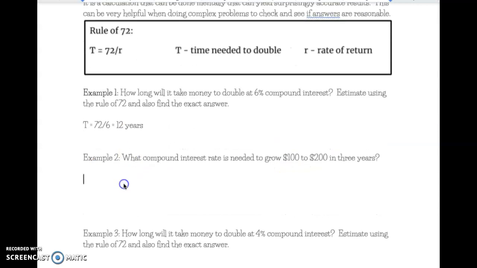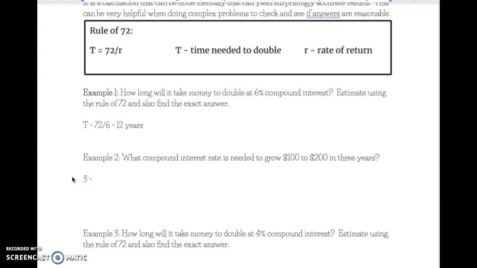All right, let's see that again. Not too bad, right? What compound interest rate, aka what do I need in R, to be able to grow $100 to $200 in 3 years? Well, this one, I don't know R, but I know T.